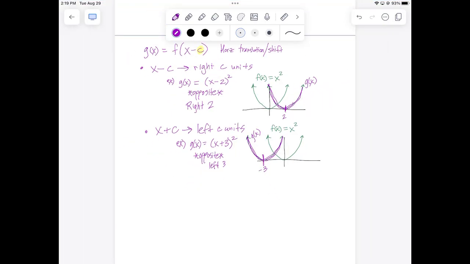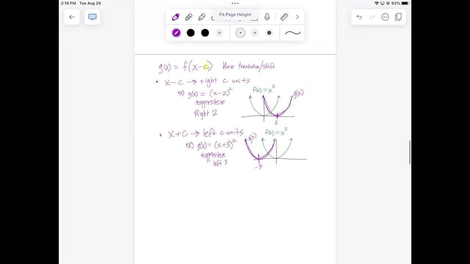All right, now that's it for C. We don't have to worry about what if C reflects it. C doesn't do that. C either moves it left or right. That's it, opposite of what it appears. So now we can look at the final letter, and that's D.